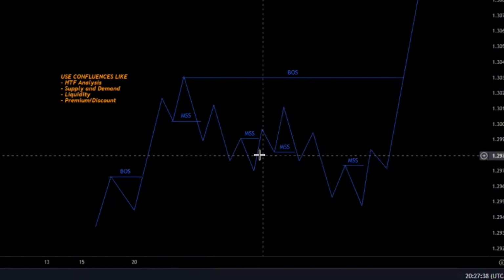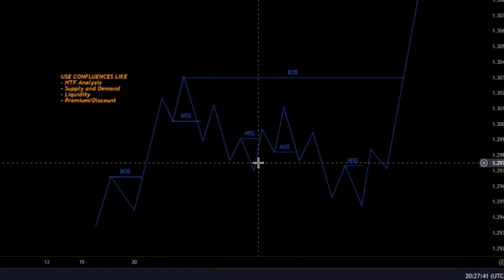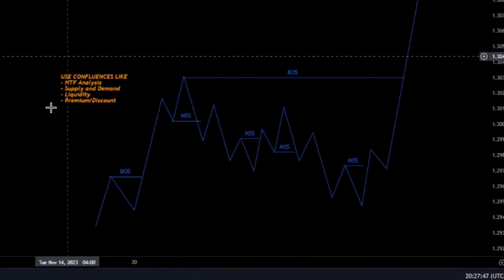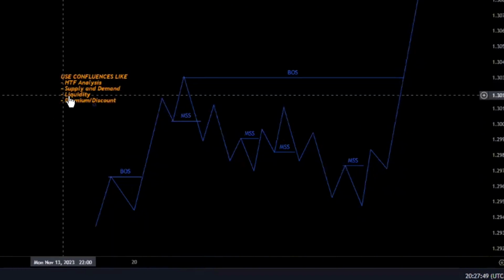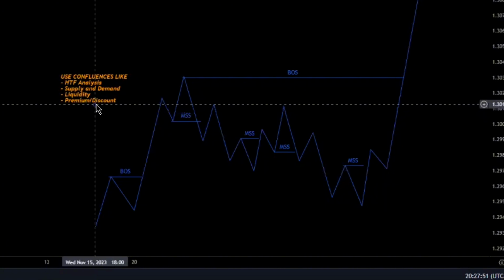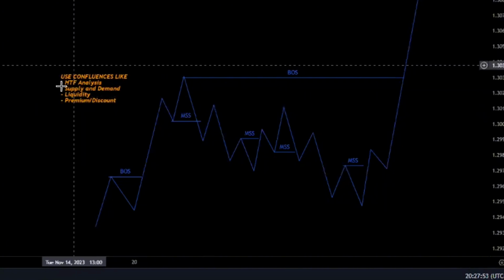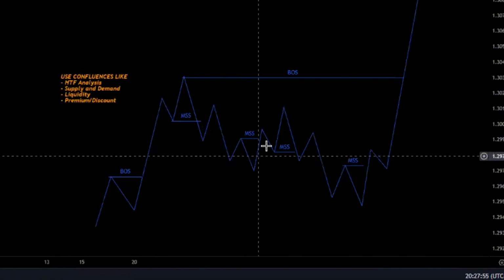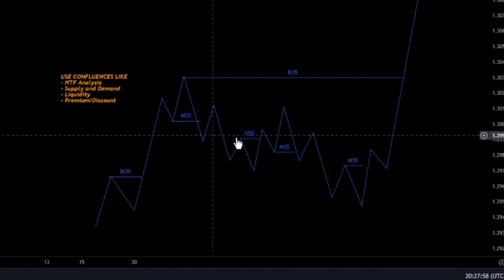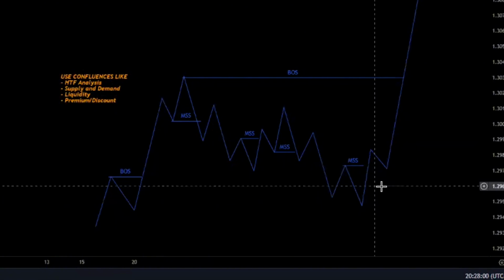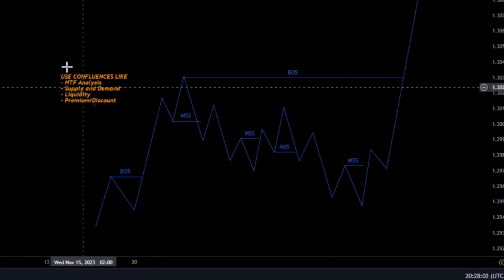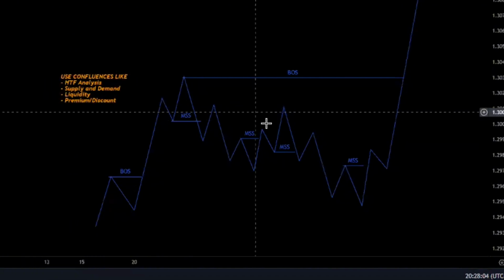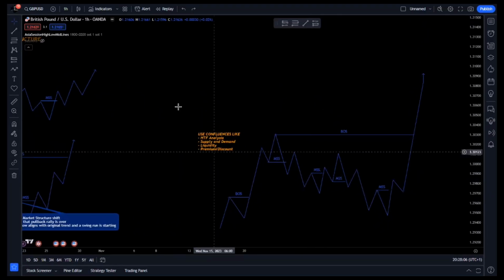Now, for you to get something that is solid, for you to know which market structure shift will actually work, that is where you're going to have to bring in higher time frame analysis, supply and demand, liquidity, premium or discount. All these things are going to tell you that, hey, this one that happened here is a scam. This one that happened here is fake. This is the one that's going to work. All these confluences are going to tell you, so that you don't get caught unnecessarily.